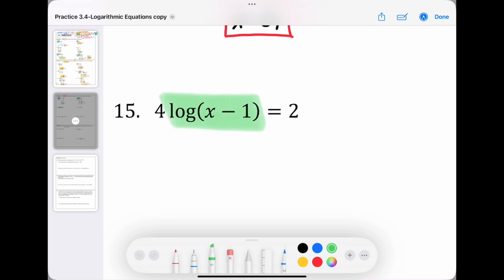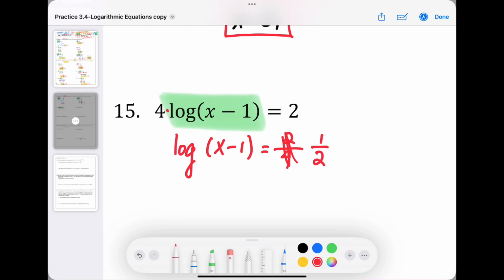Loving it, right? So I've got my troubles here. Very good. So step 1 is to get your trouble isolated by itself on one side. Now, get rid of the 4. So times 4 means I'm going to divide by 4. So now I have log of x minus 1 on one side equal to 2 divided by 4. You may say, can I do housekeeping? Of course, that will equal 1/2, okay?